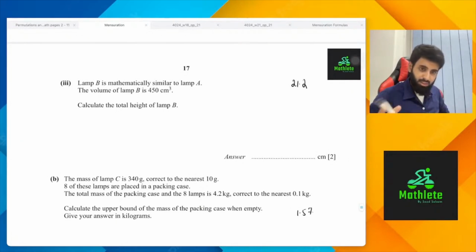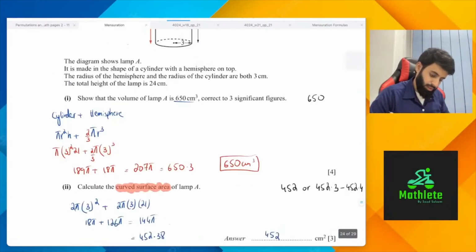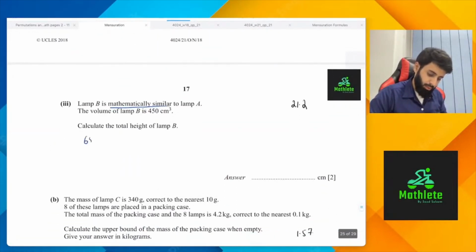Lamp B is mathematically similar to lamp A. The volume of lamp B is 450 centimeter cube. Calculate the total height of lamp B. Okay. Now, mathematically similar. Note that every time, a mensuration question is followed by a similar question. Okay? So it's talking about volume. So do we have the volume of lamp A? Yes, we do. 650. Now the good thing is, even if we fail to work out the volume in the first part, we can still use the value that we're given.